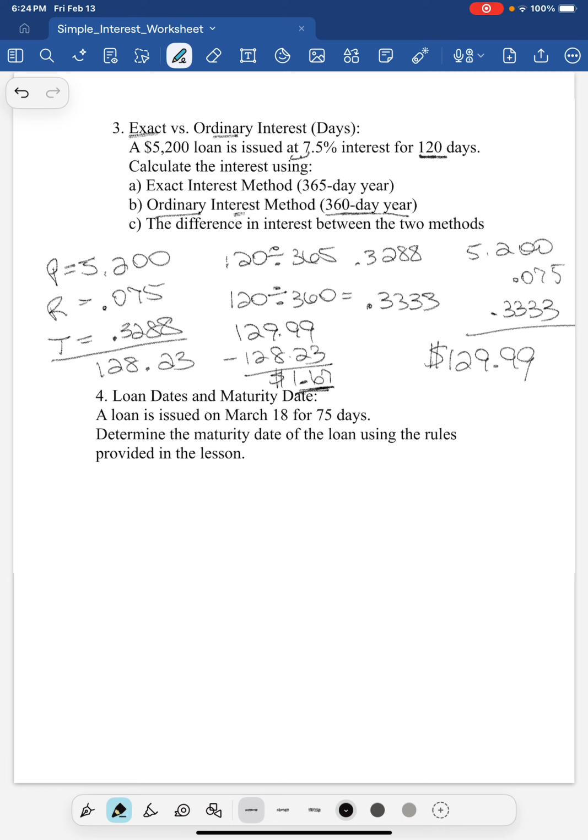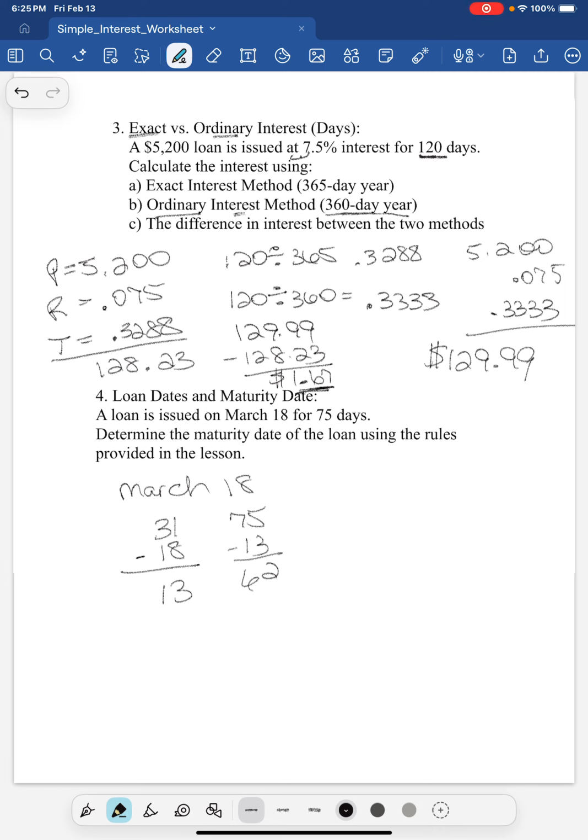So you have a loan issued on March 18th for 75 days. Okay, so you start with the loan date, and then you just kind of count forward on the calendar. But you have to exclude the loan date and include the final date. So really the easiest thing to do is know that there's 31 days in March, and you started on the 18th. So there's 13 days taken up in March. So you have 75 days to cover, minus 13. Now we're down to 62, okay?